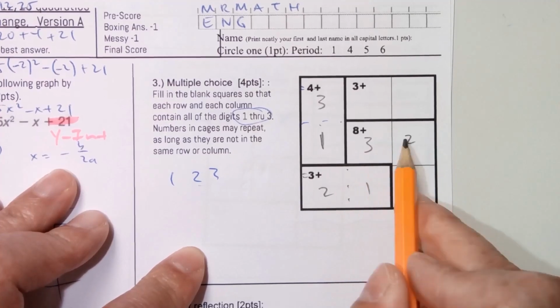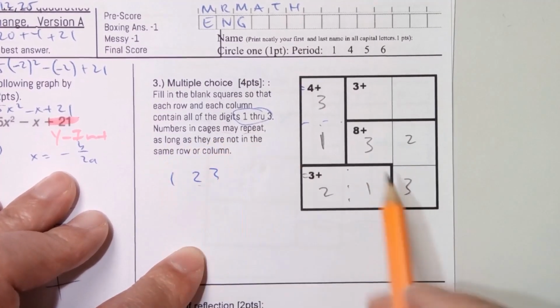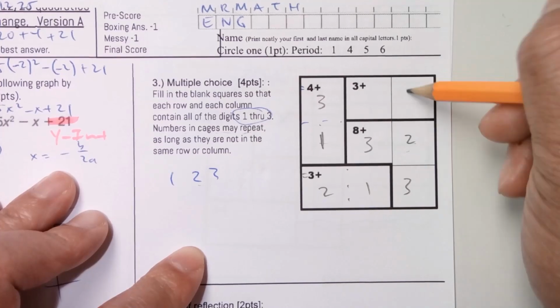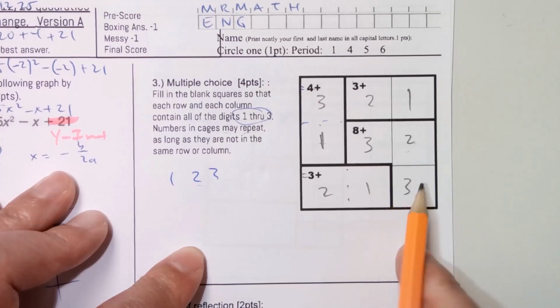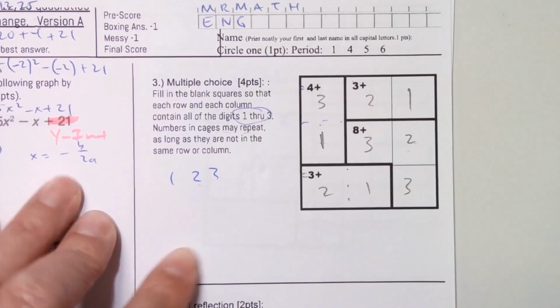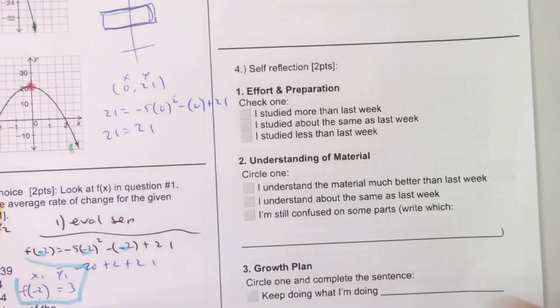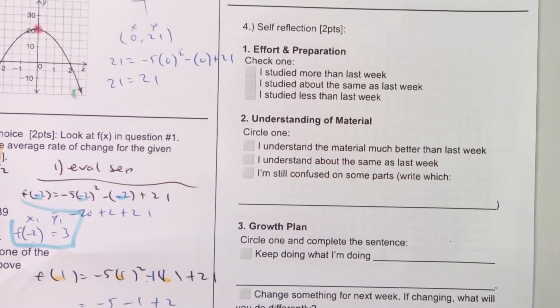Numbers in cages may repeat. So numbers 1, 2, and 3, missing 1, missing a 2. Those add up to be 3, and I have all the numbers 1, 2, and 3, and none are repeating. Self-reflection you should be doing at the end, and then just checking off. Let's go to the back side.